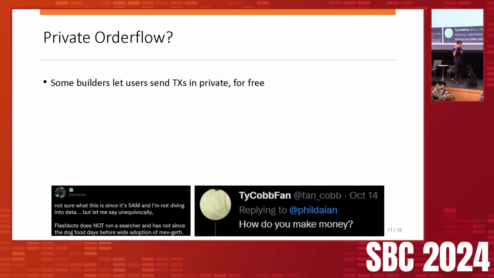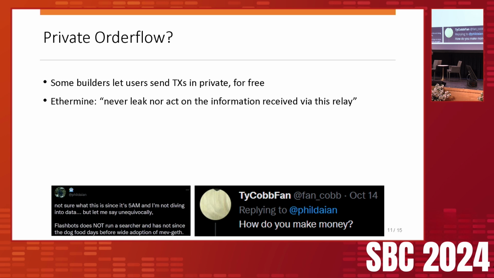Given the data that we collected, we also uncover another surprising result. As I said at the beginning of the talk, some services let users submit transactions in private without going through the public mempool. They're called private transaction relays, and specifically Ethermine, the largest miner in Ethereum before the merge, operated one such relay. And they promised to never leak nor act on the information they receive via the relay.